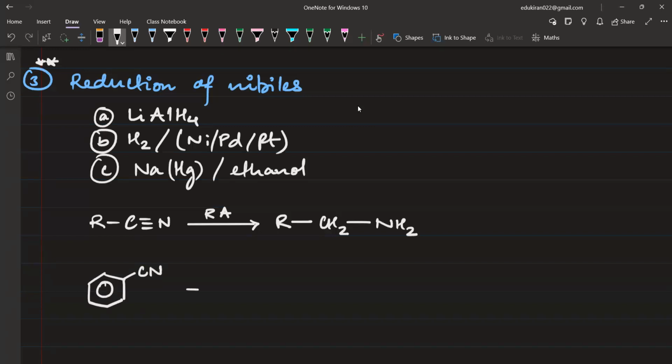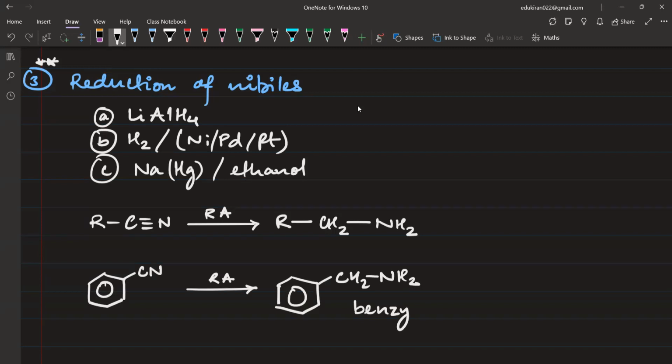You have CN, any one of the reducing agents, it is going to reduce it to CH2, NH2. Now, this is not aniline, this is benzyl amine. Write this down, generally sometimes there can be confusion, benzyl amine.